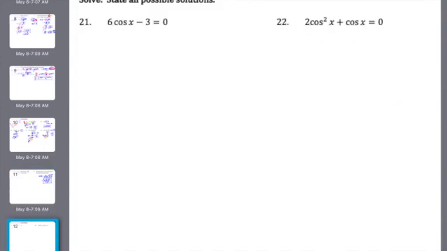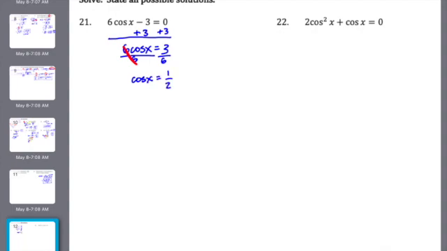All right, let's move on to number 21, and these are in section 7.5 where we were solving trigonometric equations. So first of all, in 21, we need to get cosine x by itself. So we're going to go ahead and add 3, and we get 6 cosine x equals 3, and then we'll divide by 6. So these here cancel, and we end up with cosine x is equal to 1/2.